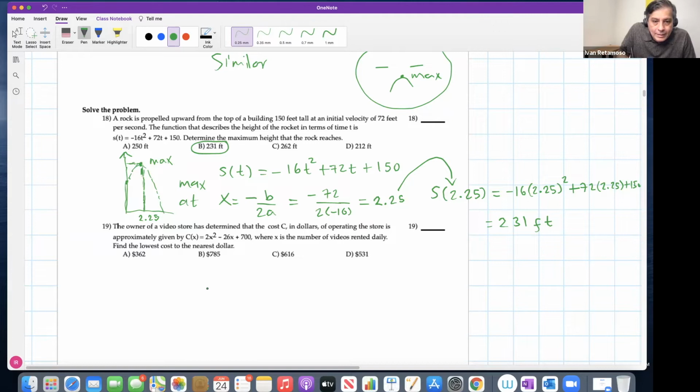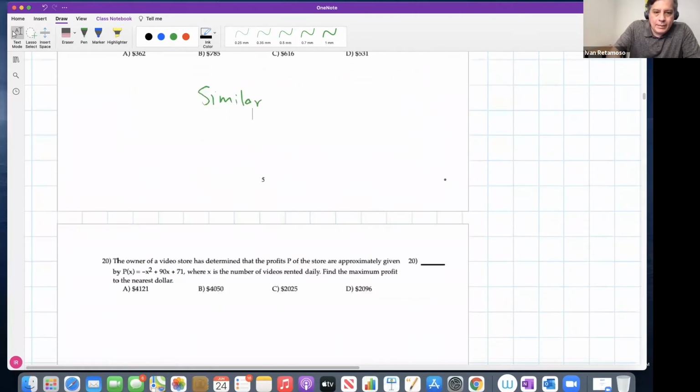The next is similar, but instead of maximizing, you have to minimize, because this is a positive, so it's a happy face, you minimize, but similar. Use this technique, right? Minus b over 2a will give you the input value, and then plug whatever you get from there into the function that will give you the maximum or the minimum value.